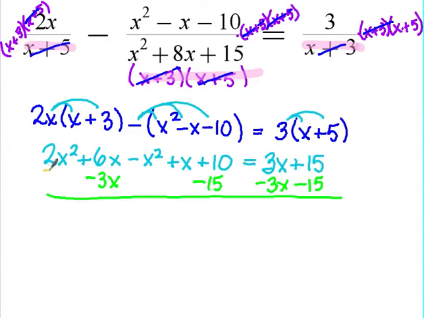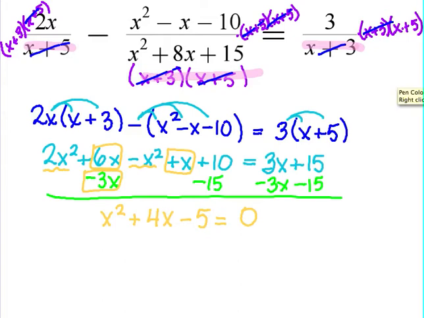Like terms, 2x squared, negative x squared, what do you get? 1x squared. 6x, negative 3x, positive x, what do you get? 4x. And then what? Minus 5, good. And that will equal 0.